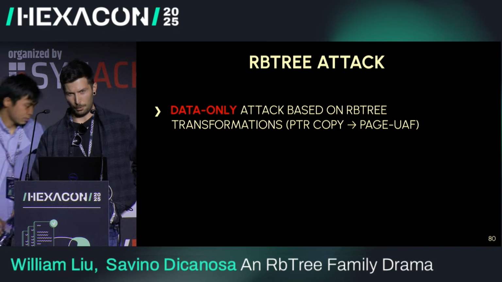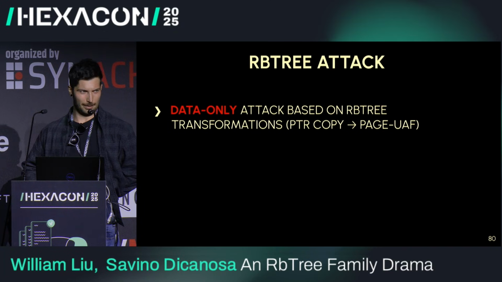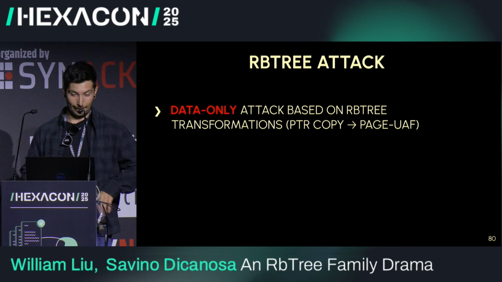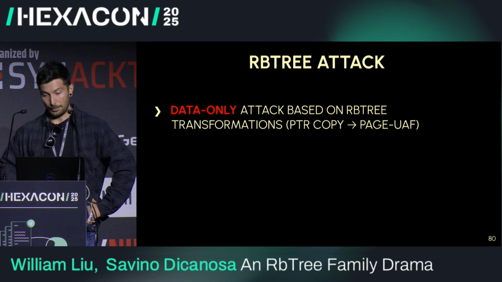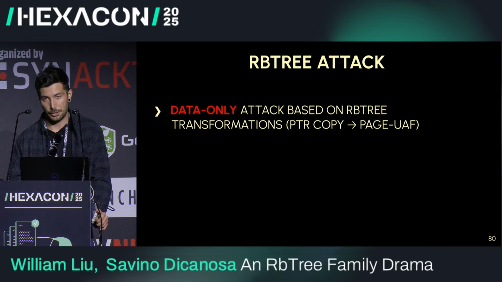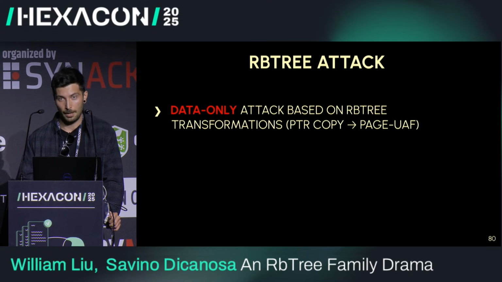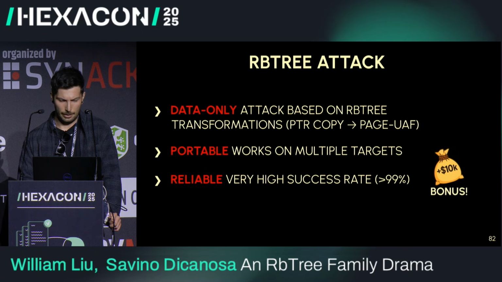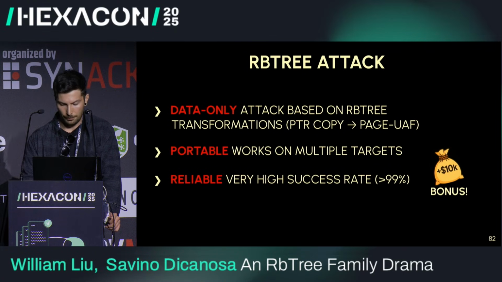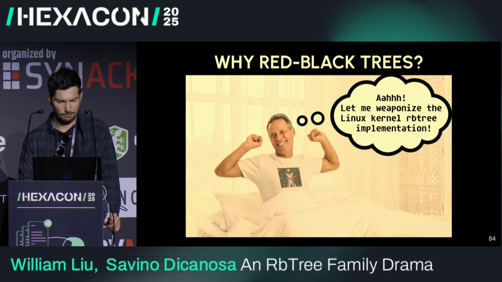So the exploit we're going to present in the next few slides is a data attack based on RbTree transformations. We basically use the Linux kernel RbTree implementation to cause a pointer duplication, and then we turn that into page use after free. So the attack is portable, and it works out of the box on multiple Linux distributions and on all kernel CTF baseline targets. And it's also very stable. It actually never failed on the kernel CTF instances. So we also received the stability bonus, just $10,000 bonus.